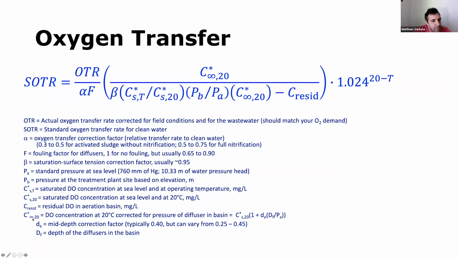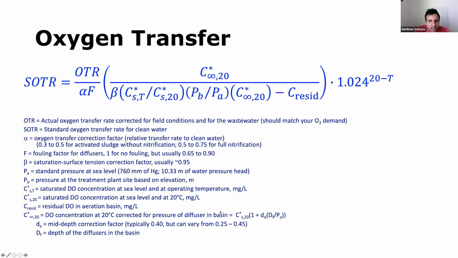And then C prime infinity at 20 degrees, this is the DO concentration at 20 degrees Celsius, which is corrected for the pressure of the diffuser in the basin. And we use this equation here. So this term here, which goes on the top of this equation on the numerator, is calculated as C prime standard at 20 degrees times 1 plus D sub E times the ratio of D sub F over P sub A, where again, P sub A is standard pressure at sea level, D sub F is the depth of diffusers in the basin, and D sub E is the mid-depth correction factor. We're typically using a value of 0.4. It can vary between 0.25 and 0.45.